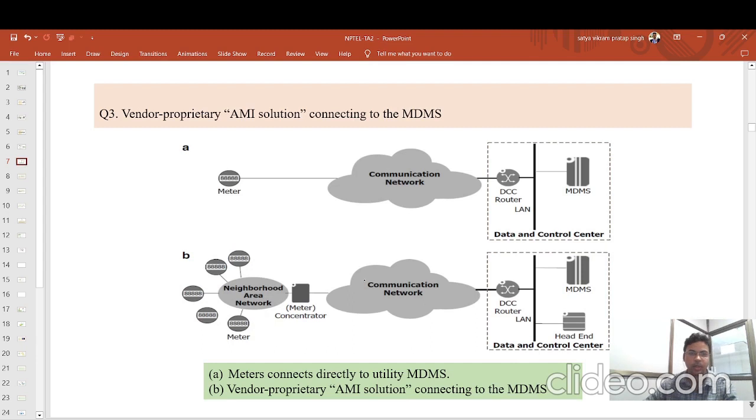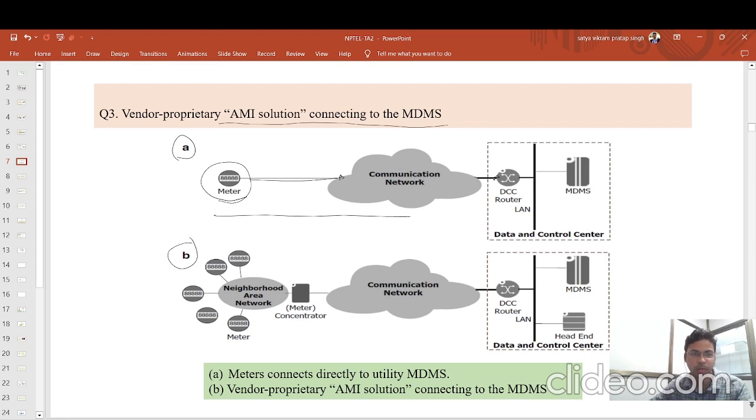Here you can see that there are two kinds of systems given, A and B. Vendor proprietary AMI solution connected to MDMS. So in the first part, you see this smart meter is connected to some communication network, then it is transferred to the DCC, and then it is transferred to the MDMS.